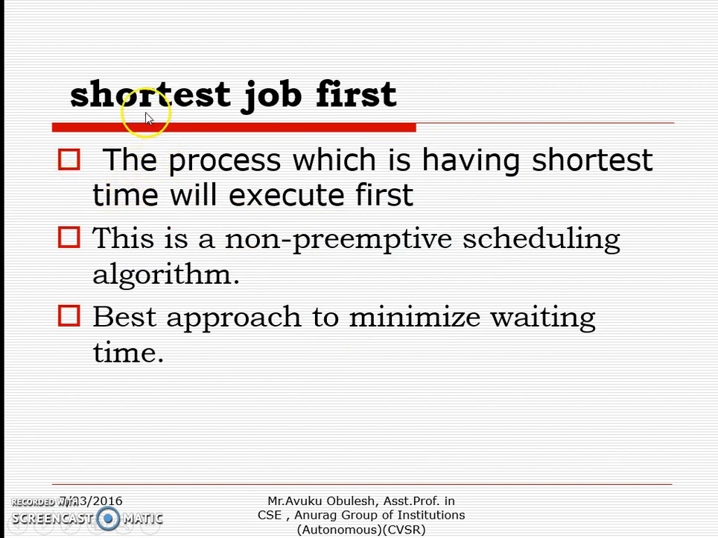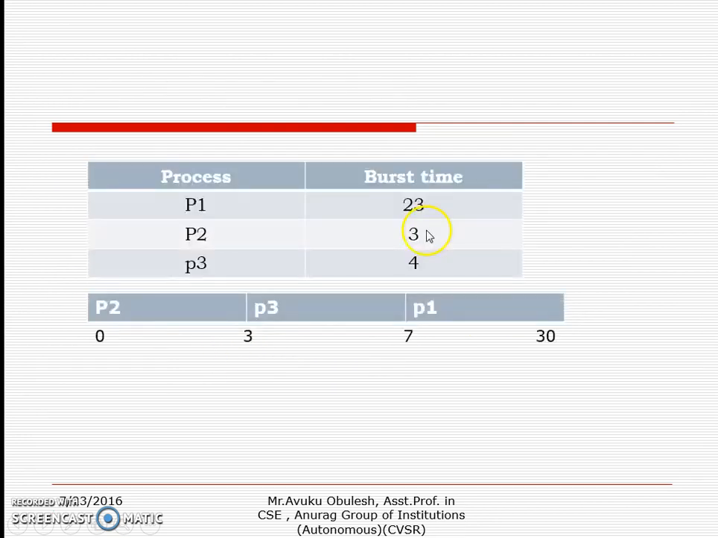The second scheduling algorithm is shortest job first. As the name indicates, the job or process which has the lowest burst time will be executed first. The process which has the shortest time will be executed first. This is a non-preemptive scheduling algorithm. It is the best approach to minimize the waiting time. This is the shortest job, so it is the best scenario for minimizing waiting time.